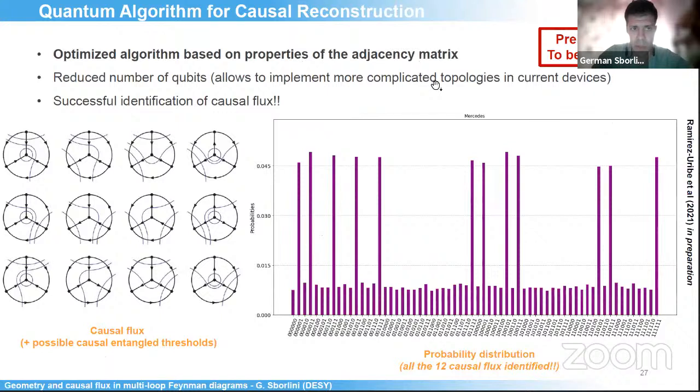And more recently, we have been working on some optimizations of our previous codes, which try to reduce the number of qubits that we need to do this implementation. And this is possible thanks to some very interesting properties of the adjacency matrix, something that is connected to the vertex matrix. And with these new implementations, we managed to reduce the number of qubits. We managed to implement it in the existing simulators because they are limited by the number of qubits. And we managed to successfully identify the causal fluxes.